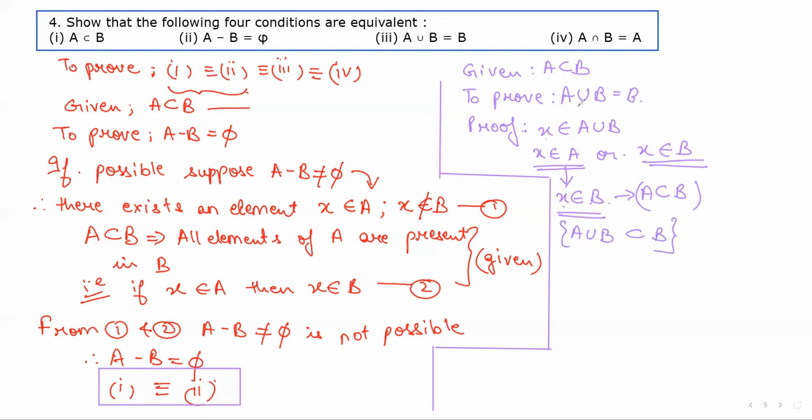How can you prove that two sets are equal? If you can prove that first is a subset of second and the second is a subset of first. So we have just proved that first is a subset of second, or the LHS is a subset of RHS. This is your equation 1.